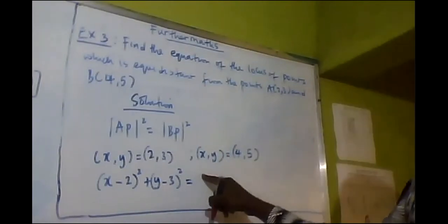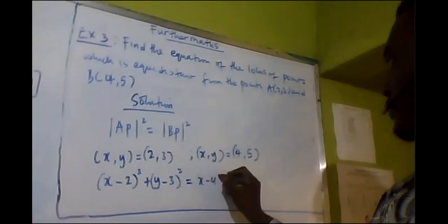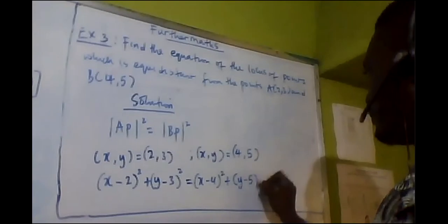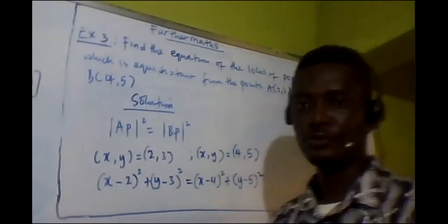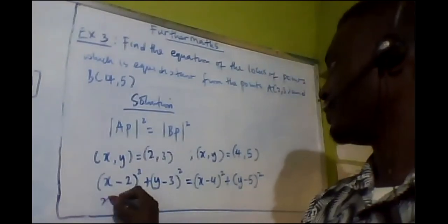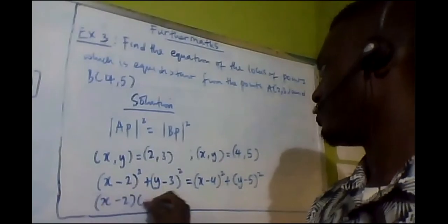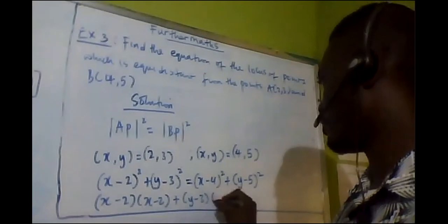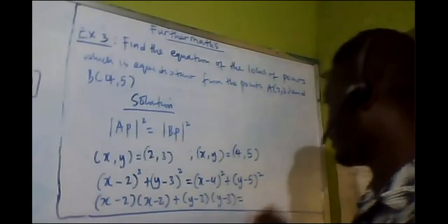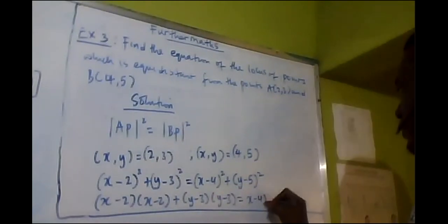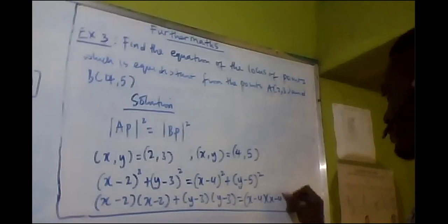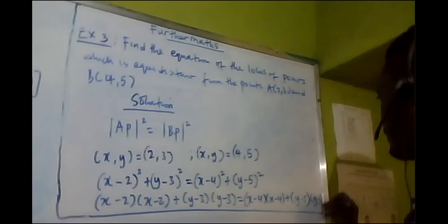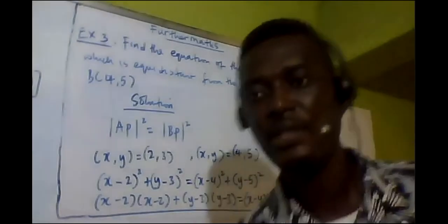So what do you do now? You say (X minus 4) squared plus (Y minus 5) squared. So that's what you do. Then you expand. (X minus 2)(X minus 2) plus (Y minus 3)(Y minus 3) equal to (X minus 4)(X minus 4) plus (Y minus 5)(Y minus 5). And the rest is easy. So let's finish up.